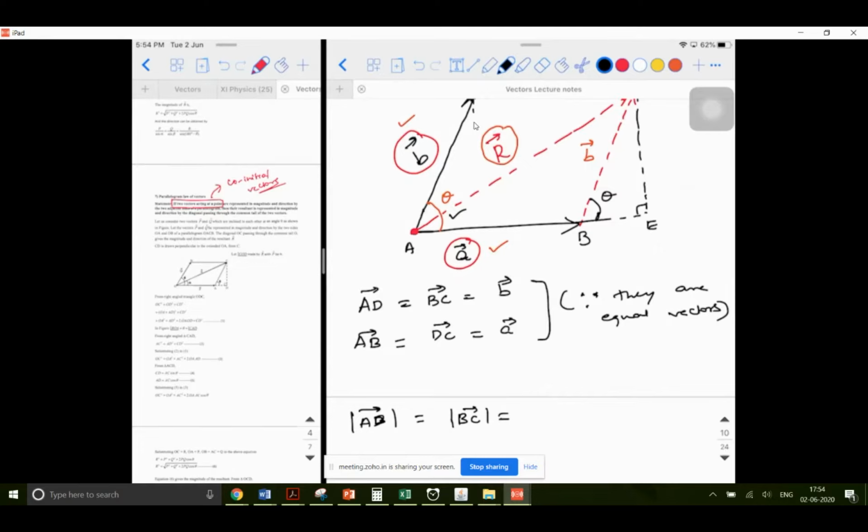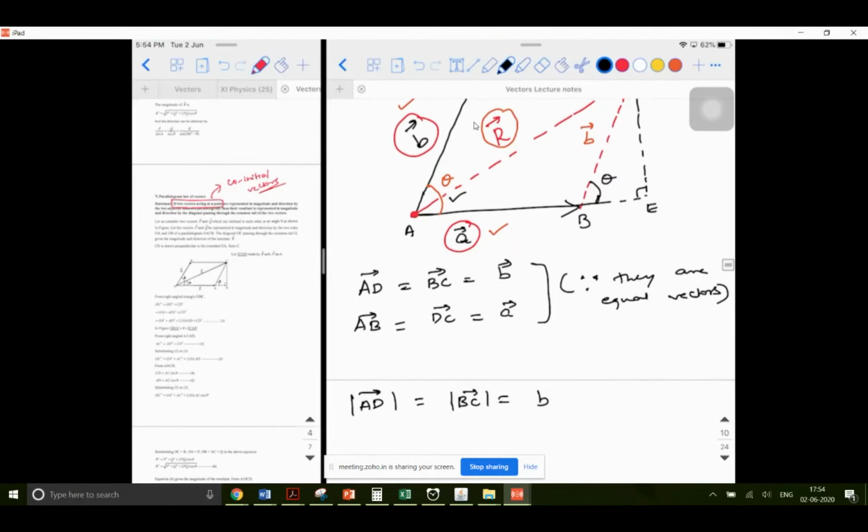Anyone? So are you guys with me? I'm asking, what is the magnitude of AD vector? If I say the magnitude of AD vector is equal to the magnitude of BC vector, I can call it B. Am I right? Yes, sir. Okay. Similarly, the magnitude of AB vector will be equal to the magnitude of DC vector, which will be equal to A.